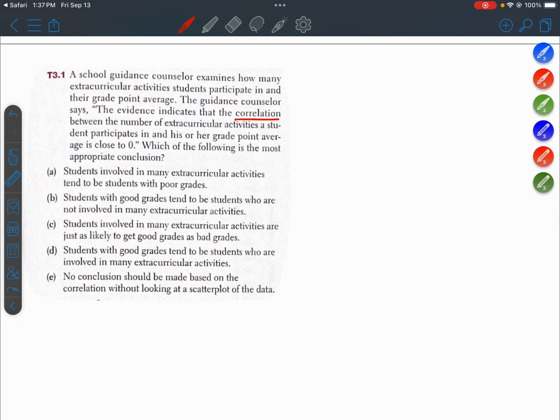All right, so let's just start with the statement that the correlation is close to zero. Now that would lead one to believe that there's a really weak pattern between these variables, number of extracurricular activities versus GPA, right? So the scatter plot just might look something like that, okay? No pattern to it.